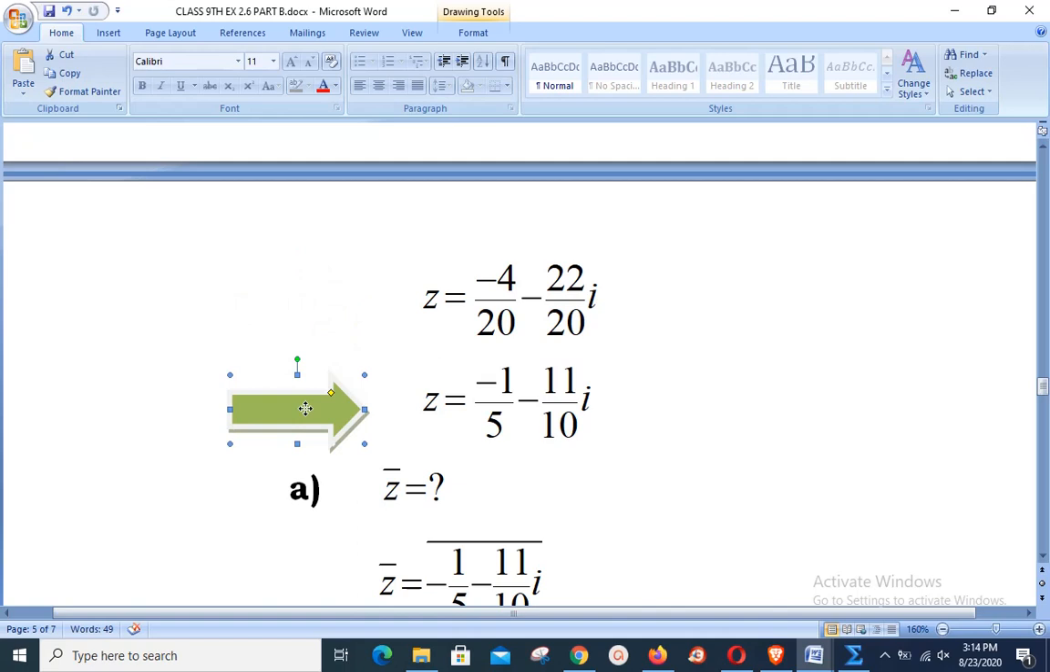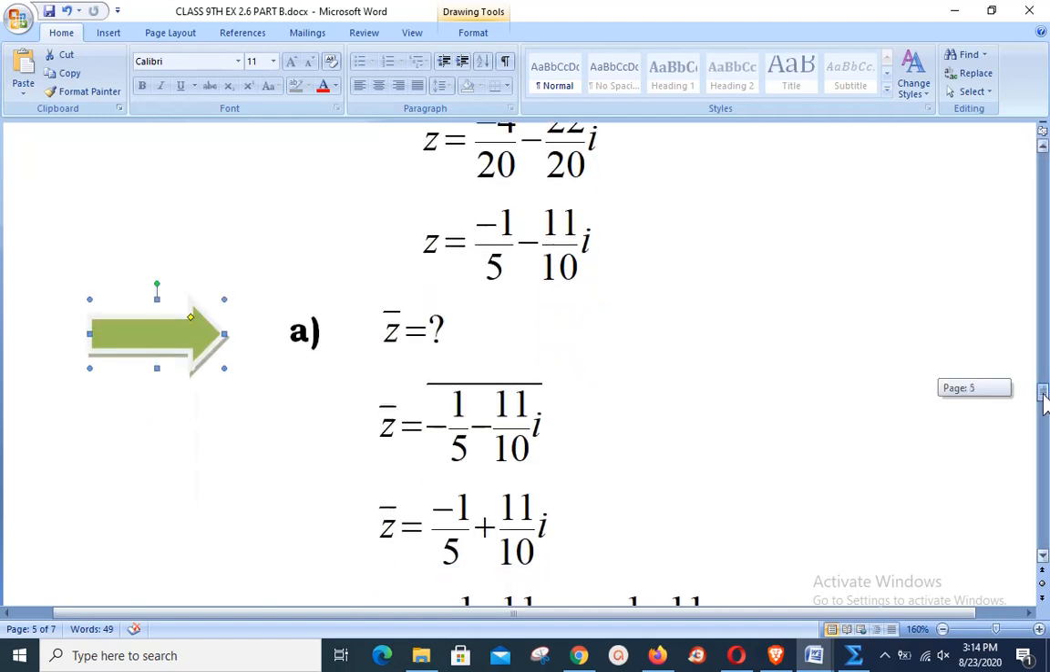And the next by number 2 cancelling, we have 2 into 11 is 22 and 2 into 10 is 20, that is z is equal to minus 1 over 5 minus 11 over 10 iota as the value of z. Next target is to calculate z conjugate. It will be easier to apply conjugate over here on the z you calculated in the simplified form.